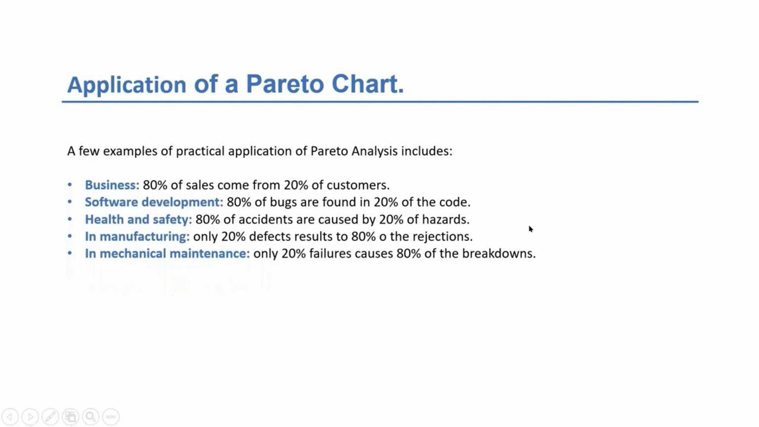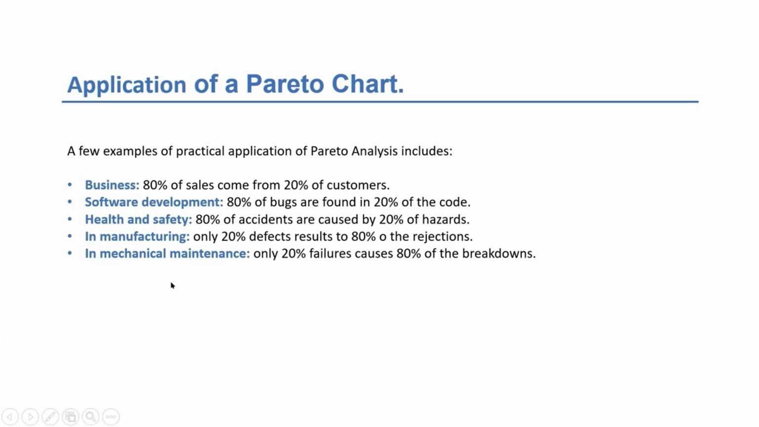So what are the applications of Pareto chart? A few examples of practical application of Pareto analysis are here. In business, it is observed that 80% of sales comes from 20% of customers. In software development, 80% of bugs are found in 20% of the code. In health and safety, 80% of accidents are caused by 20% of hazards. In manufacturing, only 20% of defects result in 80% of the rejection of parts or products.